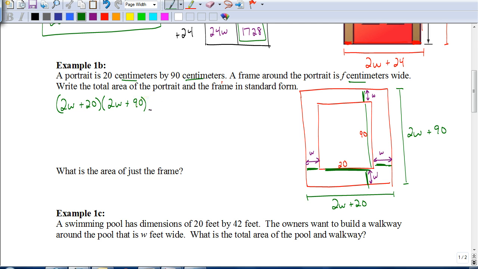Okay. So I actually want you guys to pause the video, and I want you guys to work the rest of this problem out. So practice what we did in the previous lesson. So find out what the total area of the picture with the frame would be, and hit play when you're ready to check your answer. Okay, let's see how you did.